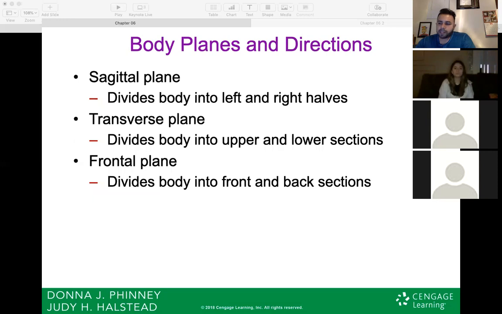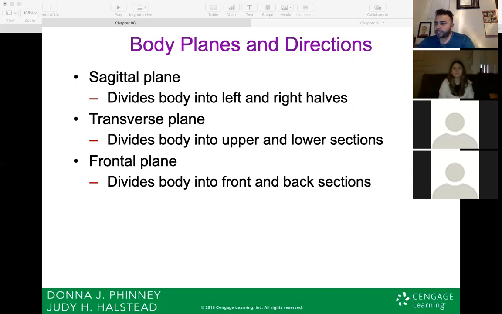So the body is divided into three primary planes. The sagittal plane divides the body into left and right halves. The sagittal plane goes right down the middle, and we have the left and the right half of your body. If the sagittal plane divides the body into equal left and right halves, then it is referred to as the midsagittal plane. We can cut the line in different parts of the body, but if we do it right in the center, that's known as the midsagittal plane.